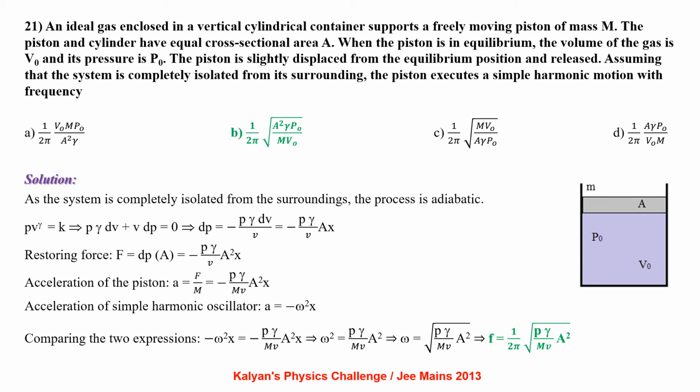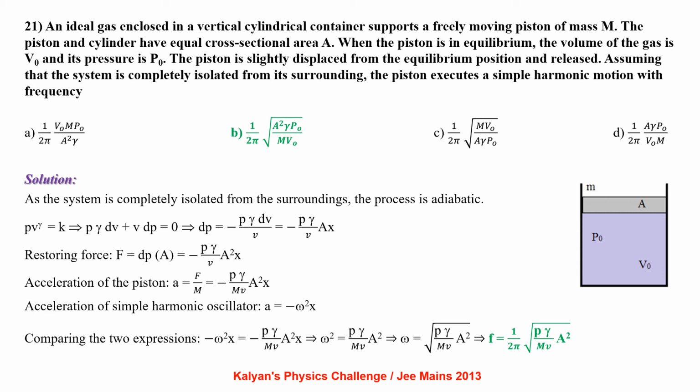As the system is completely isolated from the surroundings, the process is adiabatic. So P V power gamma equals constant. Differentiating it, we get P gamma dV plus V dP equals 0, from which dP equals minus P gamma dV by V, that is minus P gamma by V into A x. Restoring force F equals dP into A, that is minus P gamma by V A square x.